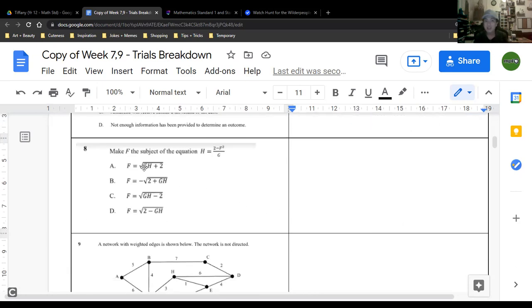Moving on. Make F the subject of the equation. In this one, again, just algebraic rearrangement until you get F on its own. If you'd like to try this yourself, just pause the video, look at the question, do some writing out on a piece of paper, and then I'll show you the entire solution right here.